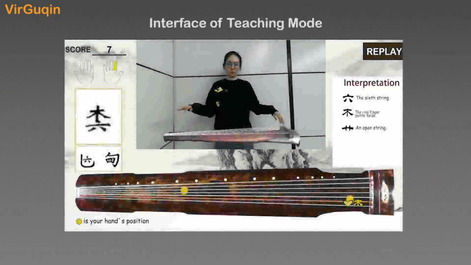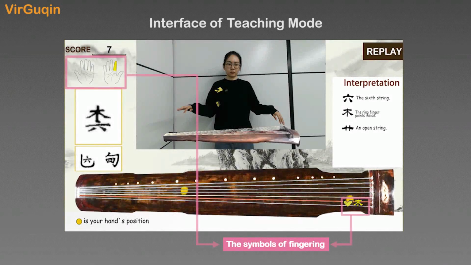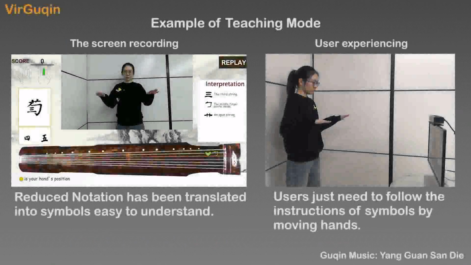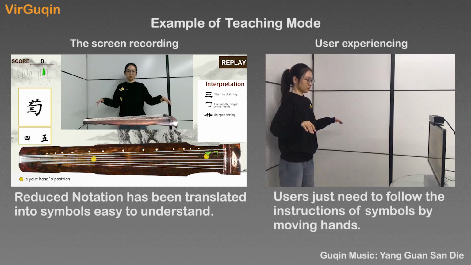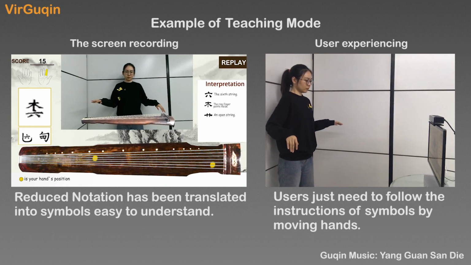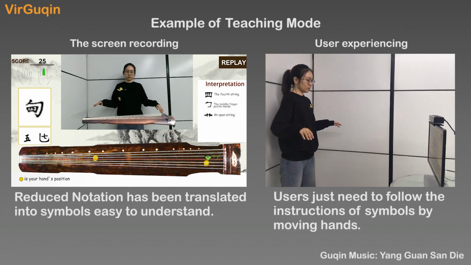The interface of teaching mode is more complicated. A reduced notation character and its corresponding fingering instruction are also displayed. Reduced notation has been translated into symbols that are easy to understand. Users just need to follow the instructions of the symbols by moving their hands.